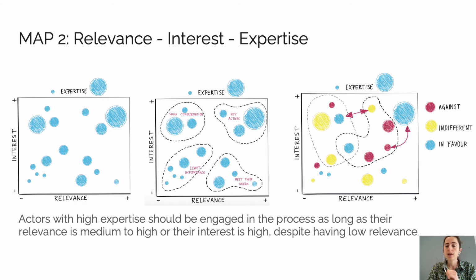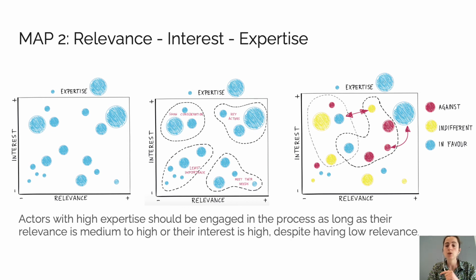Now, the different areas we have here can give you some insights into the strategy that you can adopt when dealing with those actors who are part of each area, depending on where you have positioned them. And you can see this in the second image. So with actors showing little or no interest for the project, but that are highly relevant for it, you should meet their needs, but no further engagement is necessary since they're not interested.